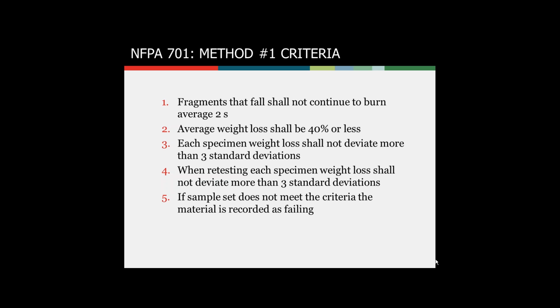If the percent mass loss of any test specimen is more than 3 standard deviations from the mean, then the test shall be repeated on another 10 specimens. And when retesting, no individual specimen's weight loss shall deviate more than 3 standard deviations on the retest. If a sample set does not meet the test criteria, then it has failed.